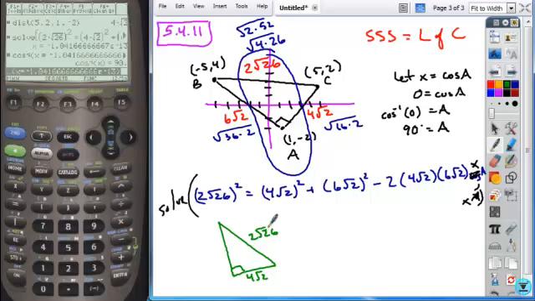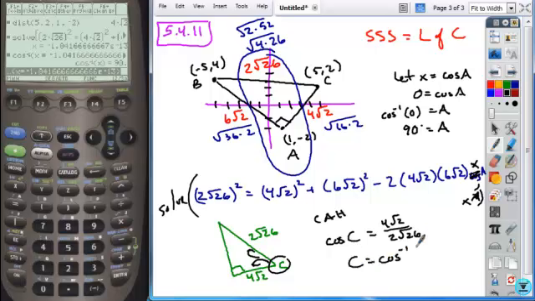You can choose any two on here because I can find this angle C by using what trig ratio relates these two pieces with respect to angle C. I have the adjacent side and the hypotenuse. So that is cosine. So I can say that the cosine of C is equal to the ratio of 4 root 2 over 2 root 26. And so C itself is just going to be the inverse cosine of that ratio.